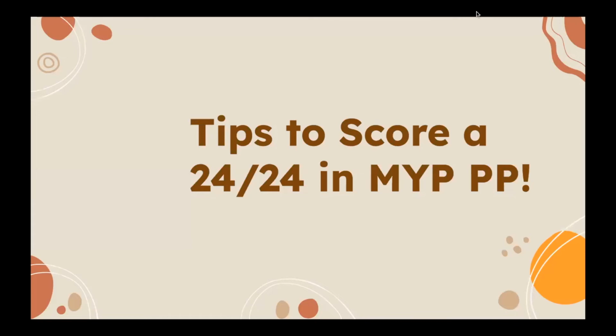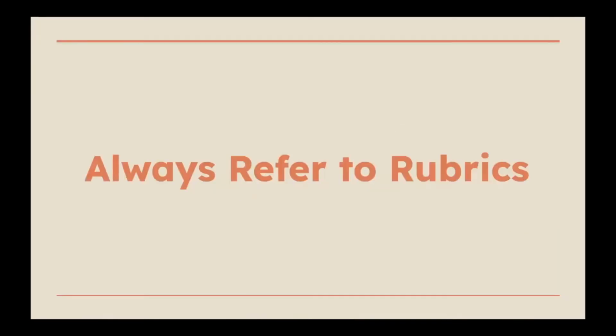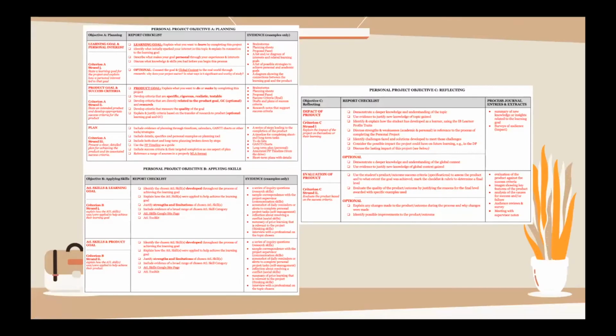In this video, I want to share a few tips on how I scored a 24 out of 24 in the MYP personal project. So one thing I always want to say is to always refer to the rubrics given by the IB themselves. The IB gives rubrics for Objective A, planning, Objective B, applying skills, and Objective C, reflecting. The IB can only score your report and your product, your personal project, based on these criteria.